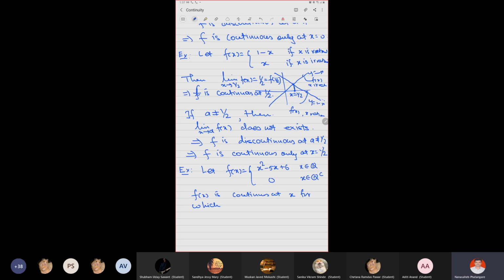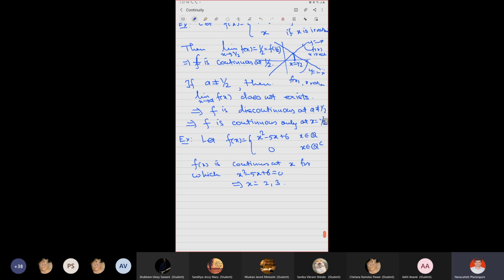For which x is f continuous? At x for which x squared minus 5x plus 6 is equal to 0. That means the value at rational and the value at irrational coincide. That means x is equal to 2 and 3. Is it true? Do you understand what I am saying? So this function is continuous.